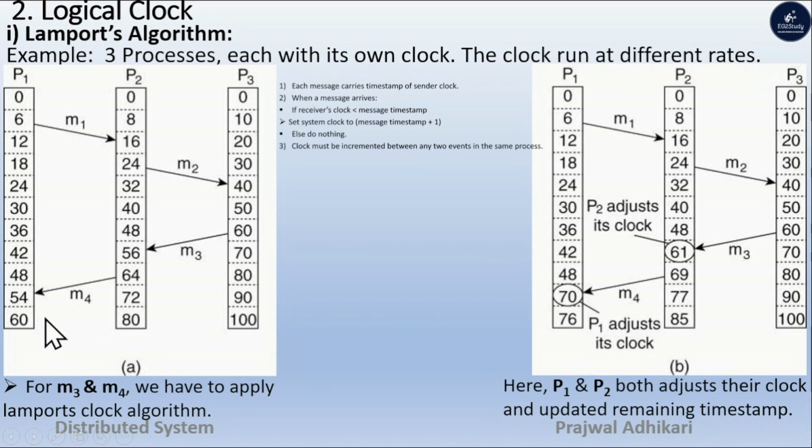So we have to add 16 plus 60, we will get 76. Now in all the process, receiver is greater than the sender. Here also receiver is greater than sender, and here also receiver is greater than sender. Here also receiver is greater than sender, and similarly here also receiver is greater than sender. This is the example of Lamport's algorithms.